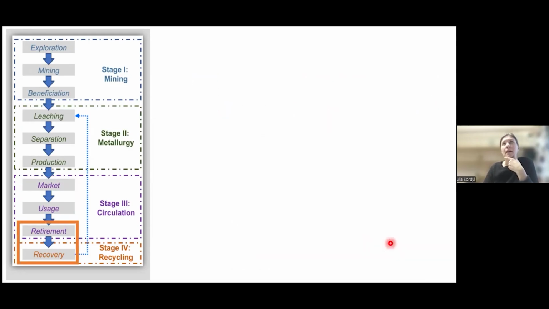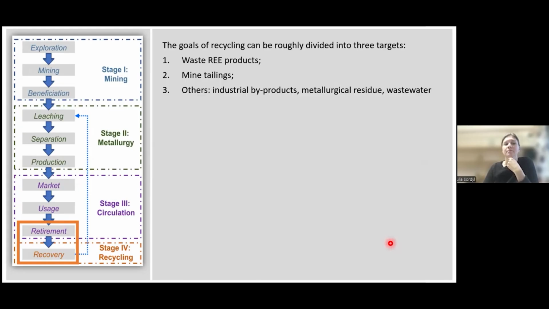The very last stage of REs is retirement of the products and hopefully recovery of them. So currently the targets for recycling, there are three main targets. The first one is the waste RE products, which is kind of obvious. And then mine tailings, and then, as always, others. In this case, the others are industrial byproducts, metallurgical residue, or wastewater.